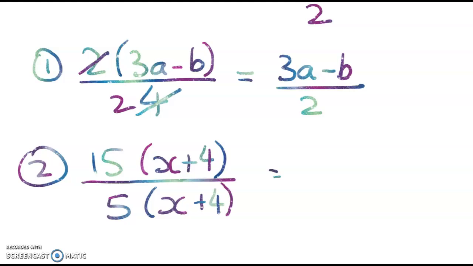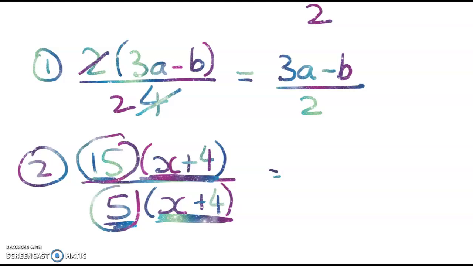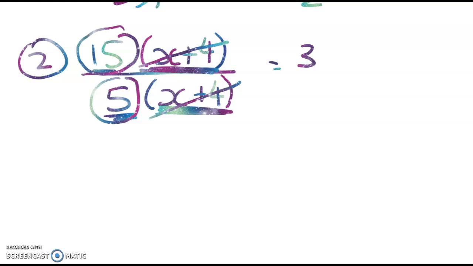So first we look at this and we say, well, this means 15 times this. And this means 5 times this. So we've got 15 divided by 5, which is 3. And x plus 4 divided by x plus 4, which is just 1. So we can simplify like this, right? This divided by this gives me 1, so my final answer there is 3.